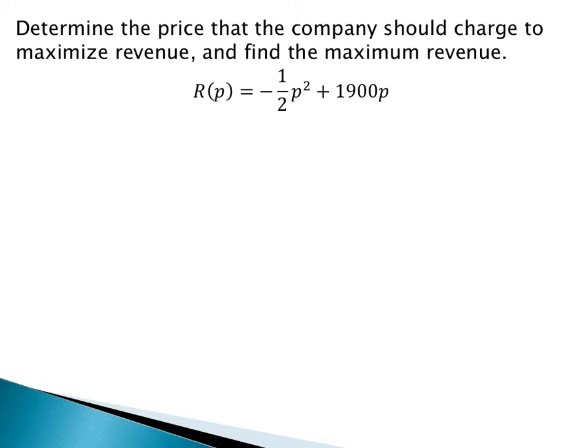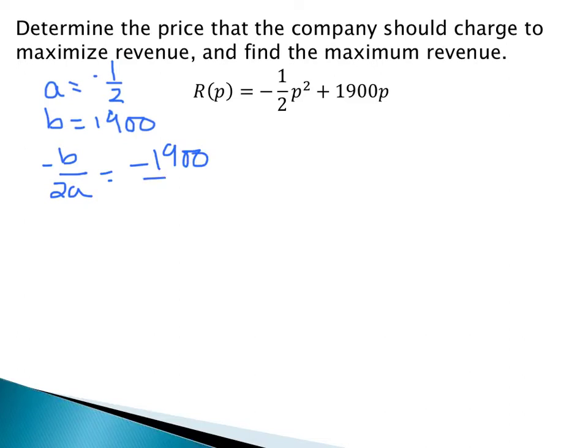We can use negative b over 2a to get the x value of the vertex. So let's first write a equals negative 1/2, b equals 1900. We're just pulling coefficients off of that quadratic. And the x-coordinate of the vertex is negative b over 2a, so negative 1900 over 2 times negative 1/2. When you simplify that, the 2's divide out to give you 1, so you get negative 1900 over negative 1, so you get positive 1900. You have now found the price that they need to charge in order to maximize revenue.